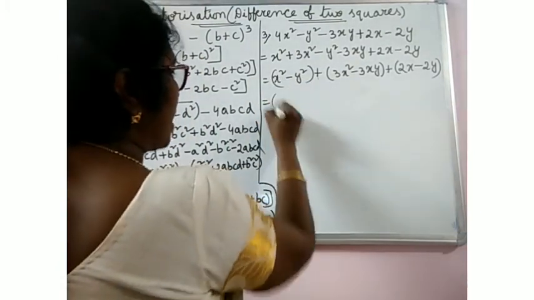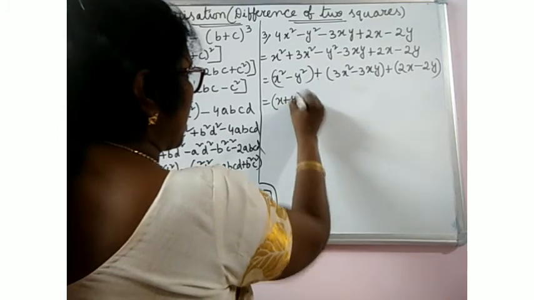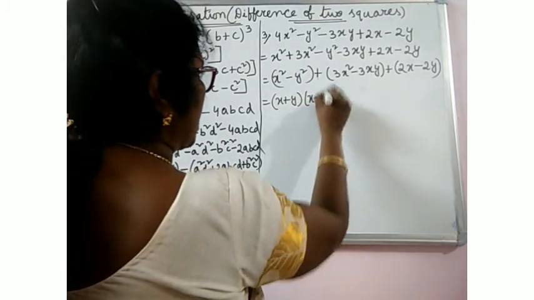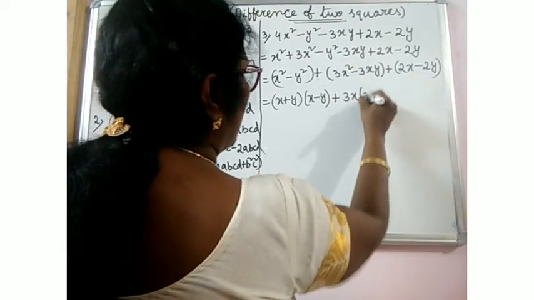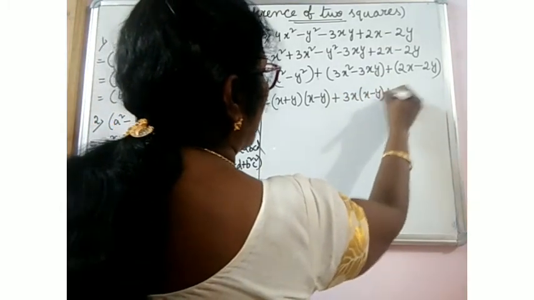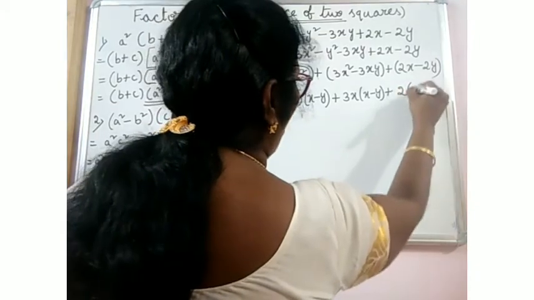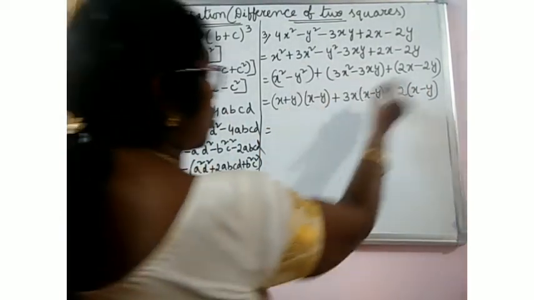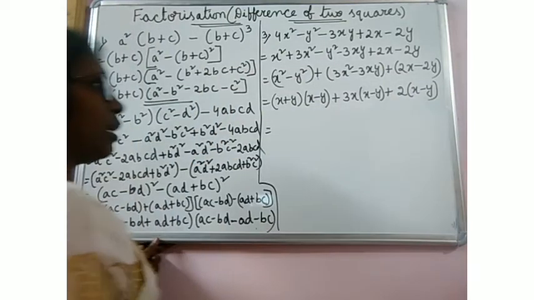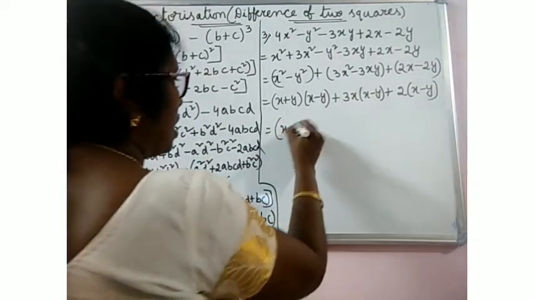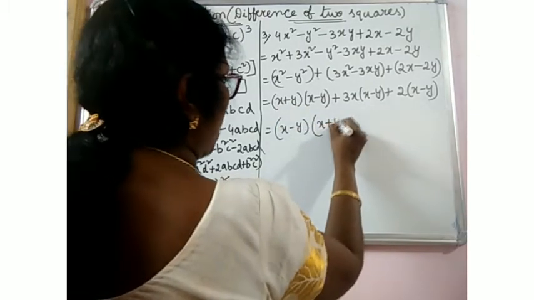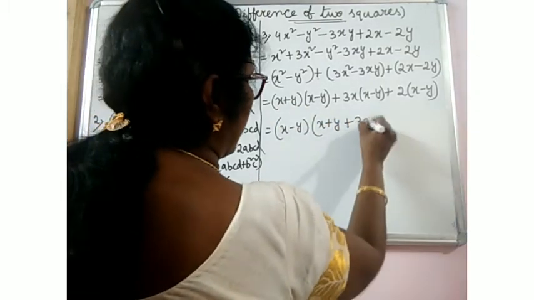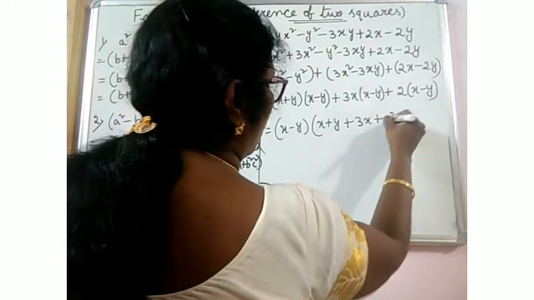Now x² − y² is (x + y)(x − y), plus, in these two, 3x is common, you will have (x − y), and here in these two, 2 is common, you will have (x − y). Now we have 3 terms. In all the terms (x − y) is common. If you take (x − y) common, here you have (x + y), here plus 3x, here plus 2.